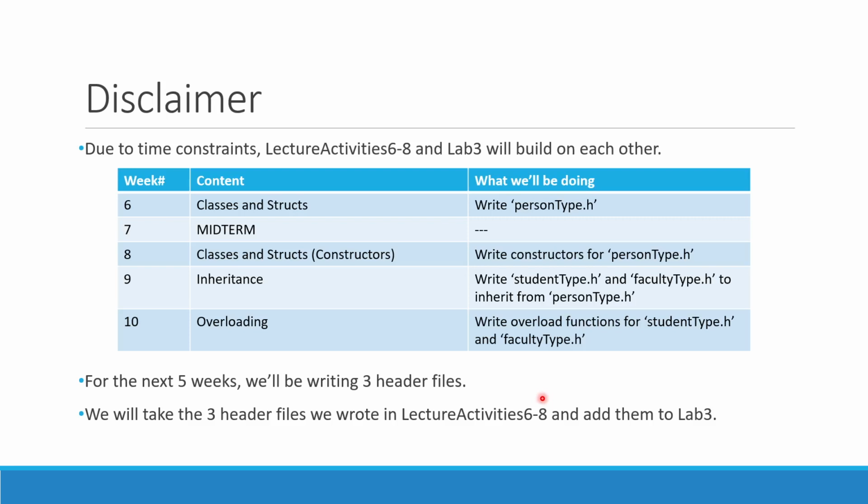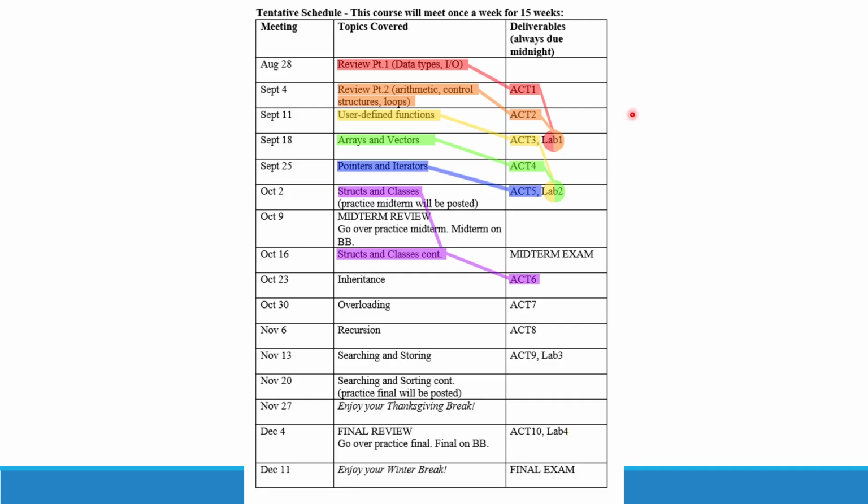Due to the fact that we only meet once a week, I was really scratching my head about how I wanted to give you assignments and teach this to you. Because of how long it takes to write a class, I decided to have lecture activities 6 through 8 and Lab 3 build on top of each other. Lab 3 isn't going to be due for a very long time. If you go back to the tentative schedule, Lab 3 is due over a month from now.